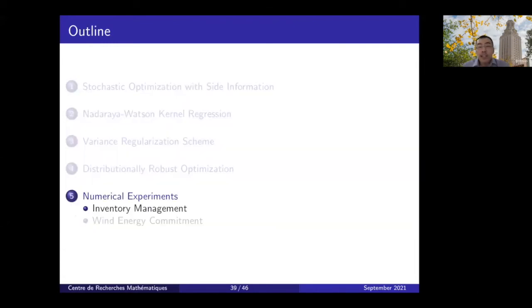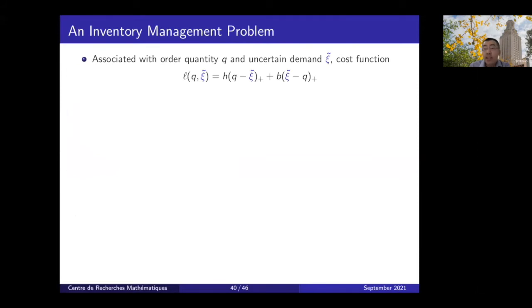So now we assess the performance of the distribution robust model in the context of a newsvendor problem with side information. So associated with the order quantity Q and demand Xi, the newsvendor incurs this cost that includes the holding costs when the demand is smaller than the order quantity. And we also have the stock out costs when the demand is larger than the order quantity.